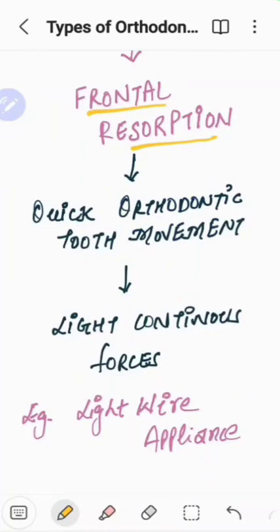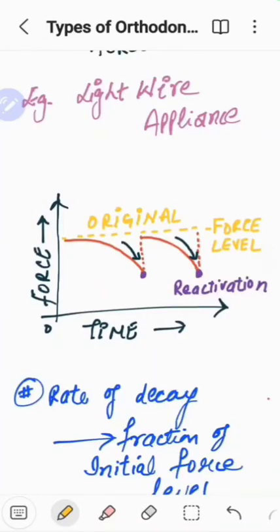Now, for the very quick orthodontic tooth movement, the frontal resorption is preferred, and it is done with the help of light continuous forces, such as in case of light wire appliance system. So, light continuous forces, these are the most favorable kind of forces for orthodontic tooth movement. Now we'll look at the graph.